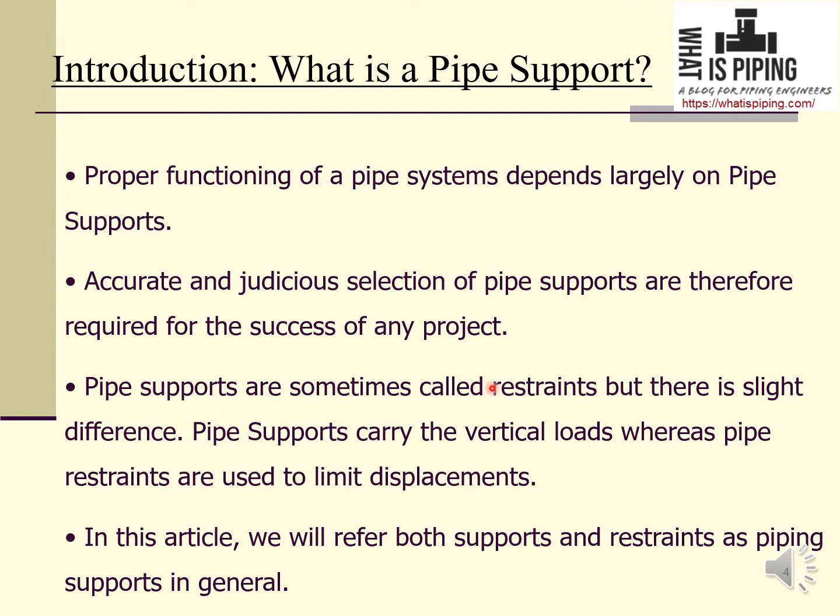Pipe supports are sometimes called restraints, but there is a slight difference between these two. What is this difference? The pipe supports carry the vertical loads, means the members or supports which are used to take care of the vertical load, mainly weight load. Those are called pipe support elements, whereas the pipe restraints are used to limit displacements, means thermal or occasional displacements are limited using piping restraints. But in this article, we will refer to both supports and restraints as piping supports in a general sense.